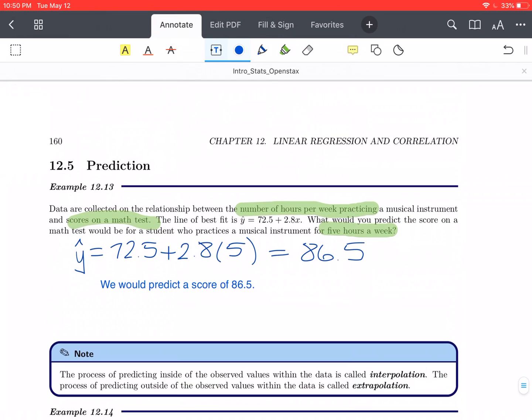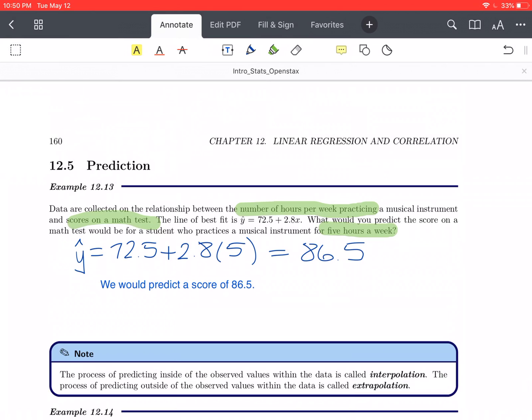Okay. Now, this prediction can be helpful, particularly when we don't have data points at that specific value. Maybe we have people who practice 3 hours a week, 4 hours a week, 5.5 hours a week, but maybe not 5 hours exactly. We could use this to get a good estimate based on the data of what the score might be around that number. We can use this for any number as long as it's within the scope of our data.